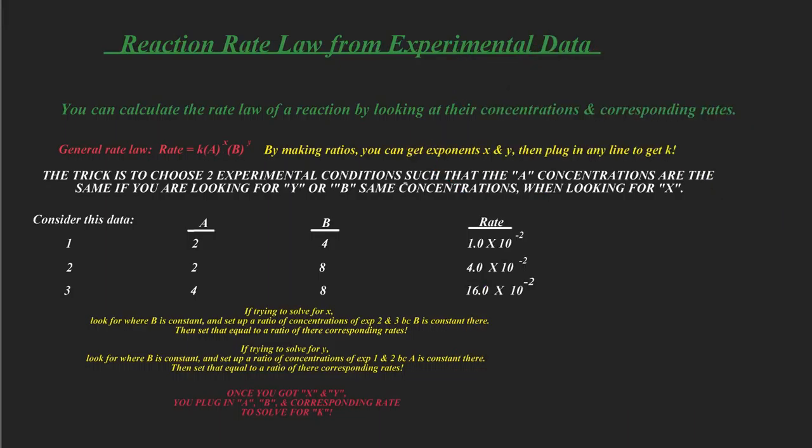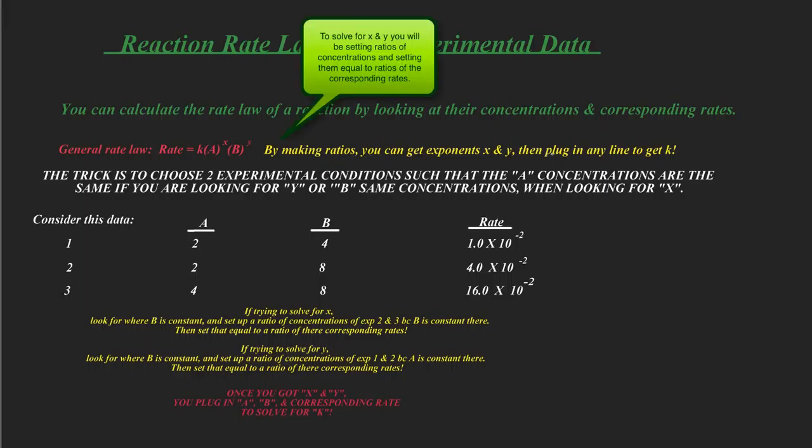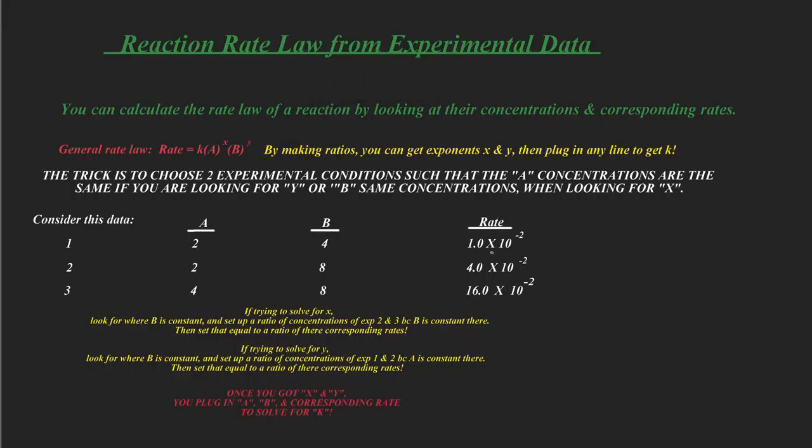Here we have a sample set of experimental data that we can use to find out what x and y are. Once we know what x and y are, we do this by setting ratios, and we solve for x and y. Then we can plug in either experimental data for 1, 2, or 3 and solve for k. So if I'm trying to find out what x is, the exponent of A, I look for two experimental lines where B is constant.